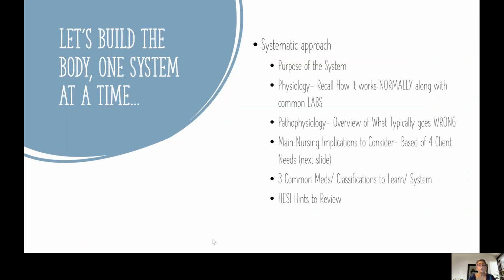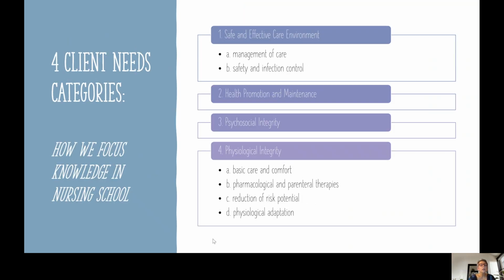The systematic approach that we're going to continue with is that we'll touch briefly upon the purpose of the system, discuss how our physiology works normally, along with a couple common labs. We may touch upon some pathophysiology, main nursing implications to consider based on our 4 client needs, some common labs and classifications to start being familiar with, and then finally a few HESI hints as a summary, as a review.